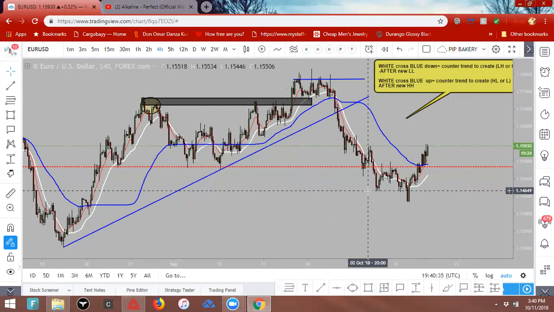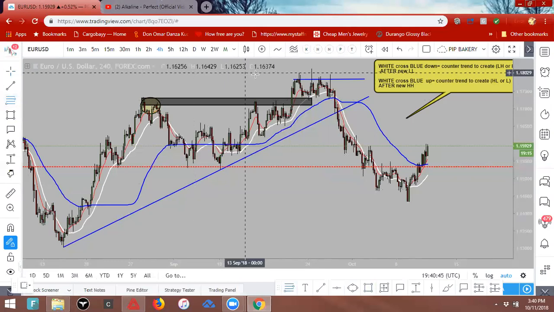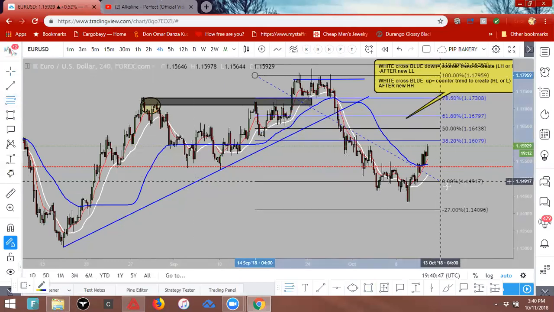The price came down here and gave me a new lower low, right? So now, because I got a new lower low, I'm anticipating a lower high. Because I got my new lower low, I'm pulling my fibs out. Boom, boom.